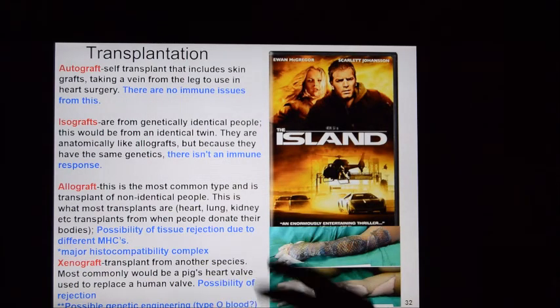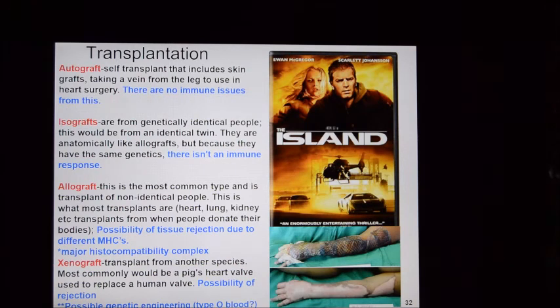And then there are xenografts. Xenografts is when we take a transplant from another animal and put that into a human system. The most common I hear about are pig valves. So somebody has a heart valve issue, they'll go in and pull a pig heart valve out, pipe that sucker into a person, and they're off to the races.